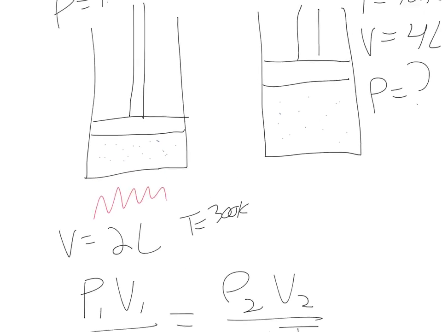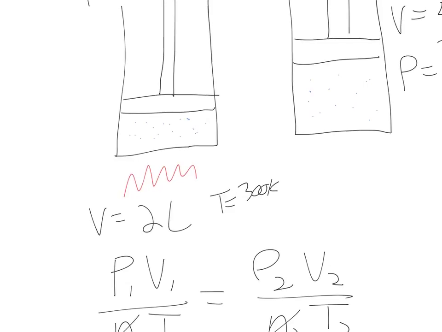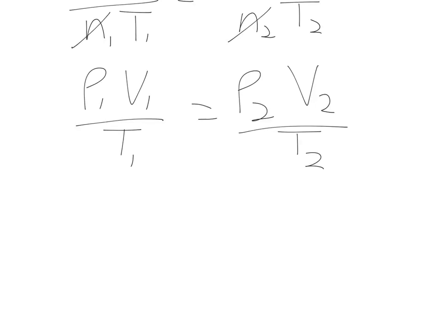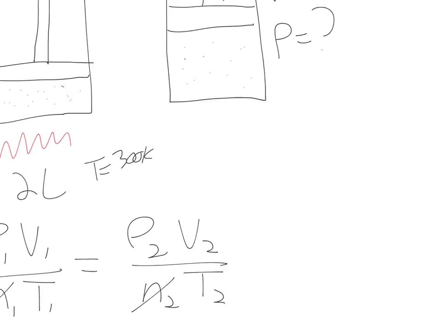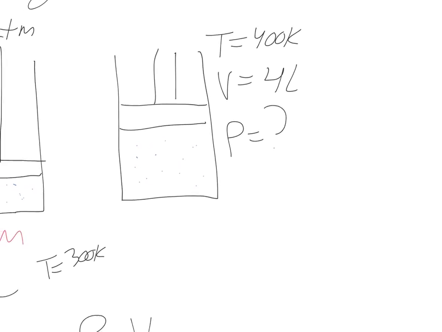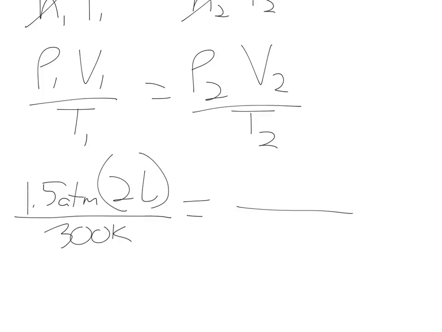So let's plug in. For the first one, pressure 1 was 1.5, volume was 2, temperature was 300. So I'm going to put those numbers in. 1.5, 2, make sure I use parentheses because they're multiplied, and 300. On the other side, we had a temperature of 400, a volume of 4, and we didn't know the pressure. So 400 was the temperature, 4 liters was the volume, and I did not know what the pressure was.